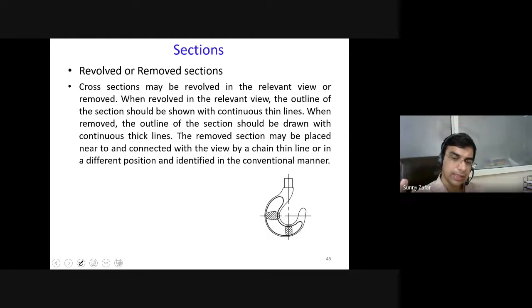Then in certain cases, there may be some revolved or removed sections. In that case, when the cross section is removed, we generally use continuous thick lines. Okay. So if this is a crane hook, we use this continuous thick line, and to show the cross section, we again use the hatch pattern in between. And the removed section can be placed nearby in a conventional manner. We will discuss this as and when they come up in specific machine drawing components.